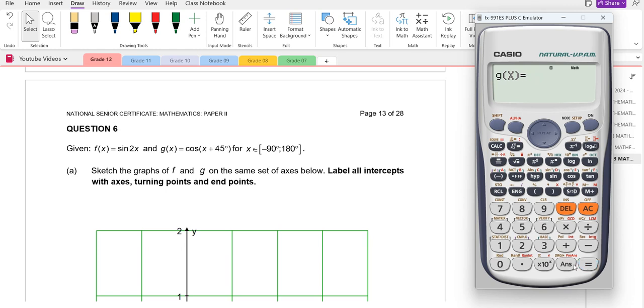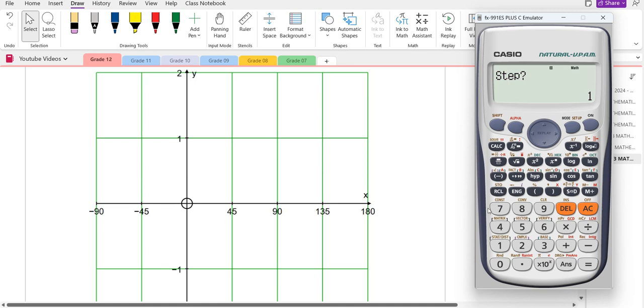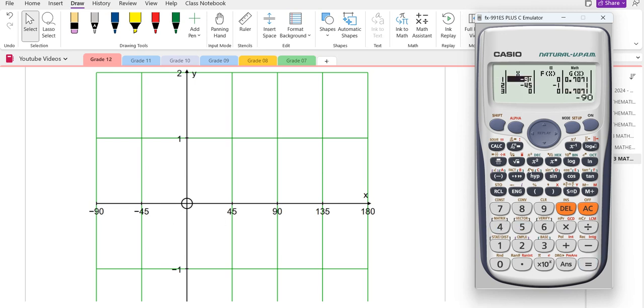Put g of x as cos alpha x plus 45, right? And start at minus 90, enter the values, end at 180 degrees, and step in 45 degree steps. And there we have all the answers.